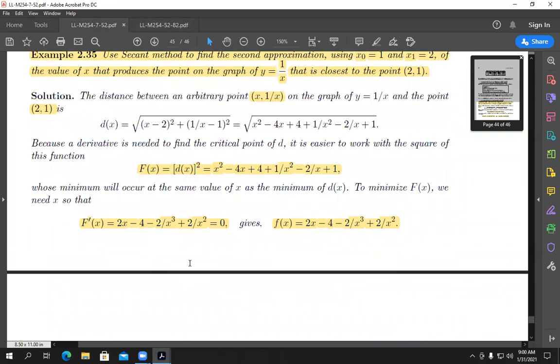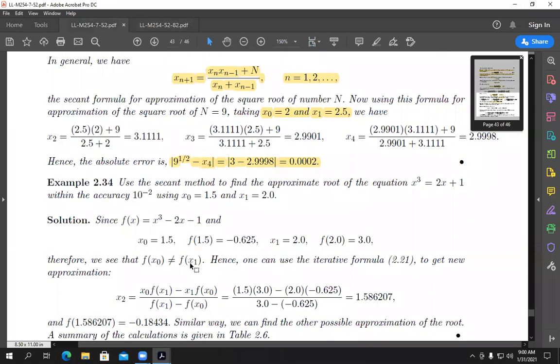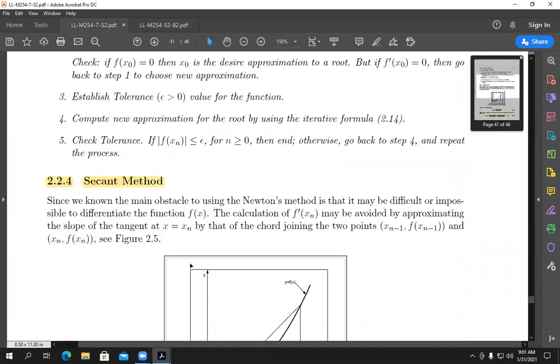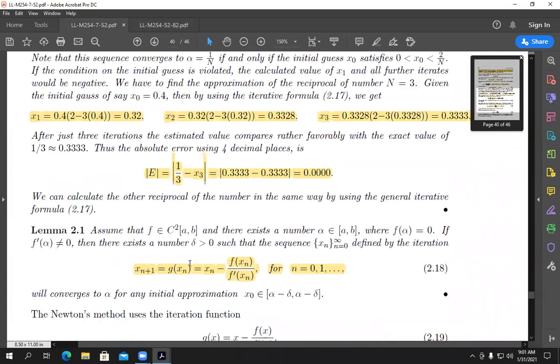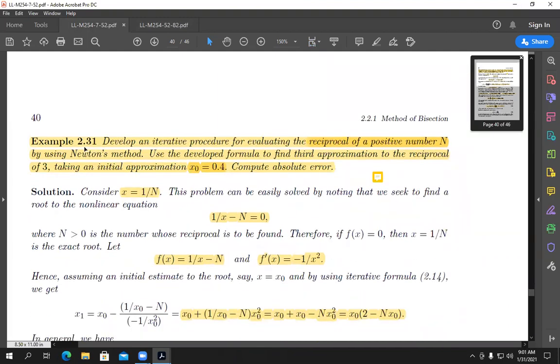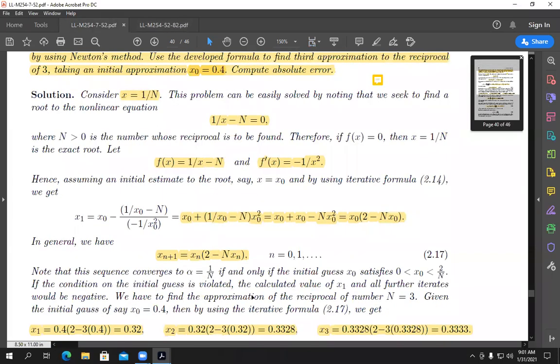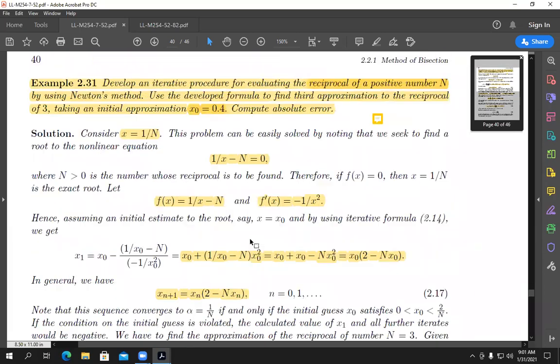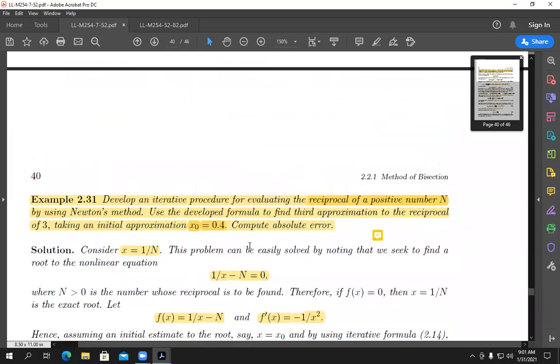I think last time we finished the Newton method. The last example for the Newton method, we did this example, 2.31. For the reciprocal of a number, we developed the formula, then found the approximation and the error. Now we have finished the third numerical method. And as I told you, Newton method is one of the best methods.